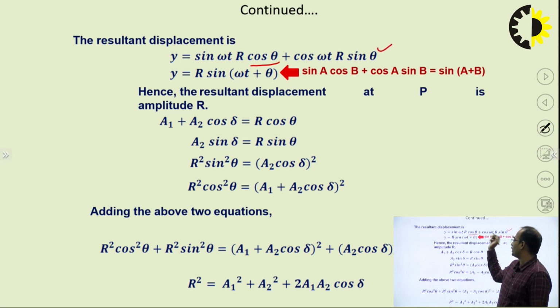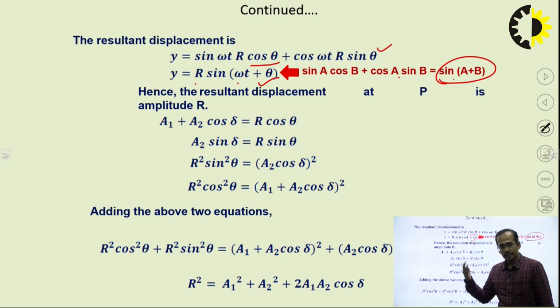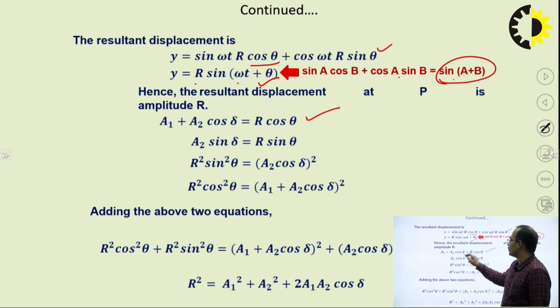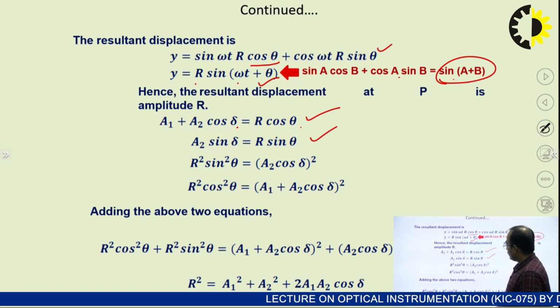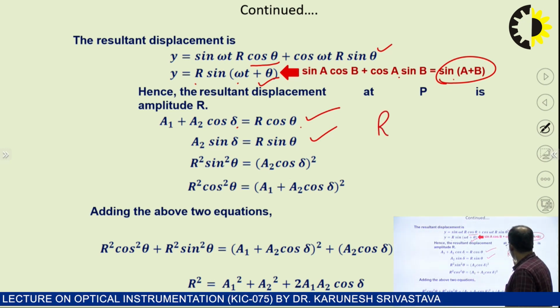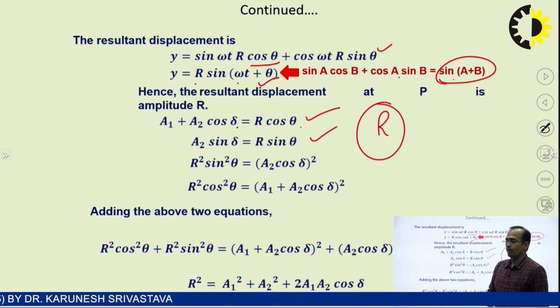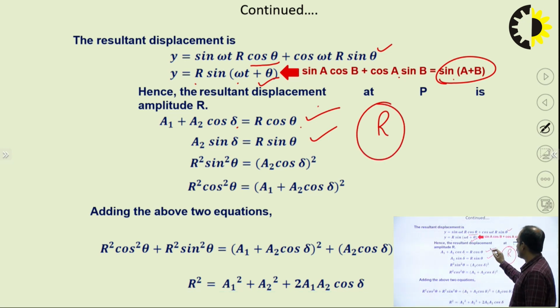Now you can further use the formula sin(a plus b). So you can write y is equal to R sin (omega t plus theta). Hence, the resultant displacement is given with A1 plus A2 cos delta equal to R cos theta, and A2 sin delta equal to R sin theta. For finding the value of R, the resultant amplitude, I will solve these two equations.